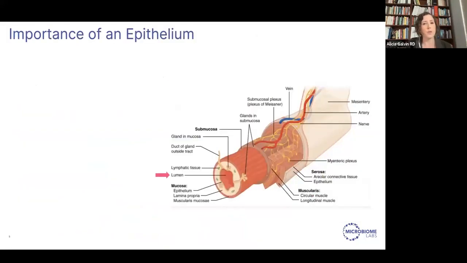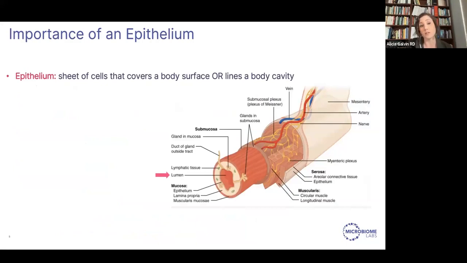So let's go through the importance of an epithelium. An epithelium is basically a sheet of cells that covers either the body surface, like we think about the skin epithelium, or it lines a body cavity. So this can be the intestinal epithelium, the lung epithelium, or the stomach epithelium. So basically it's lining that cavity or that surface. And it also forms a boundary between environments.